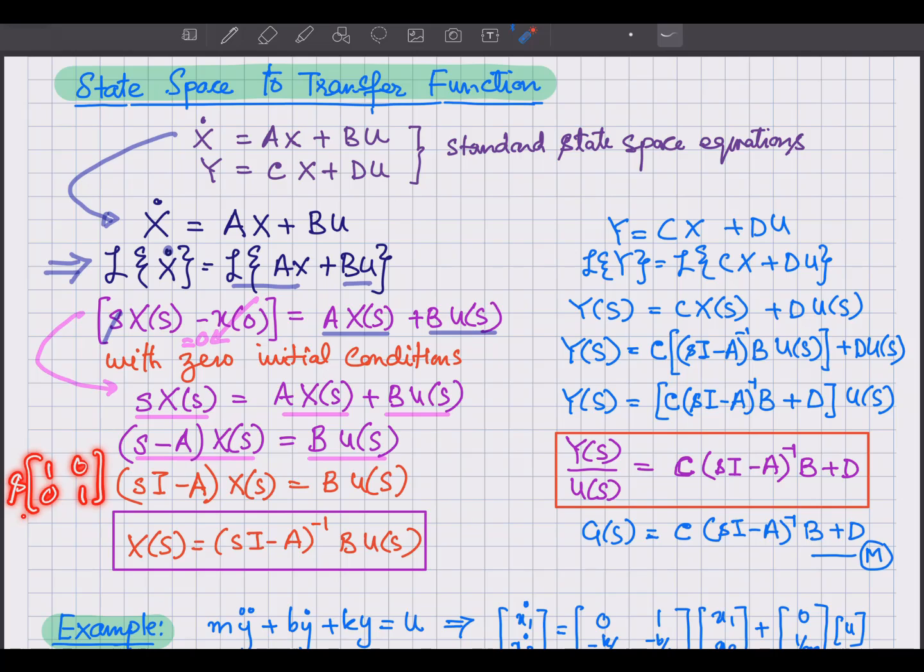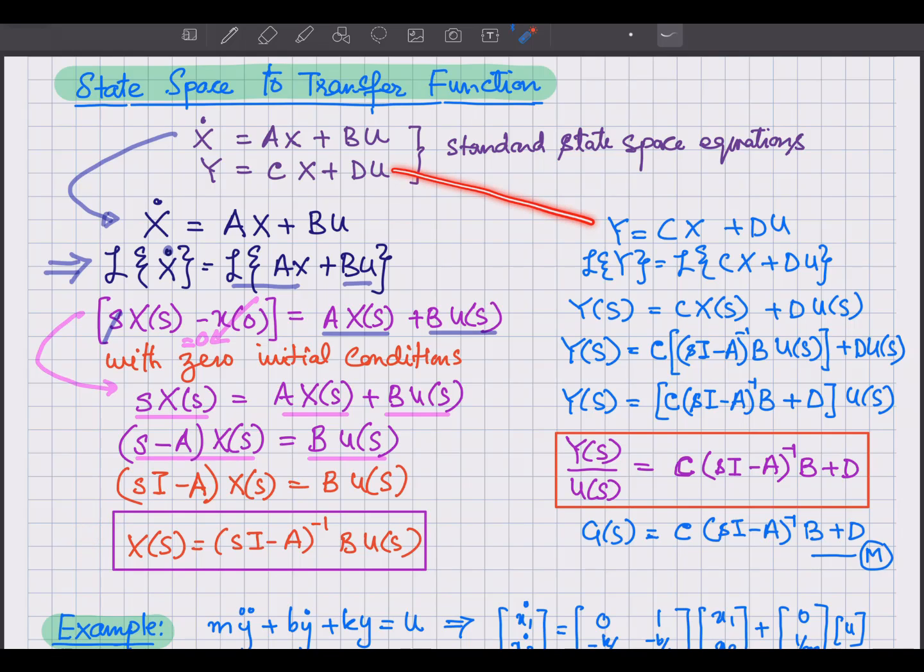So why am I adding I over here? So that I can perform the matrix operation, because this A is the square matrix from the state space equation. So that's why I'm going to write it like that: sI minus A. So sI minus A into X(s) should be equal to B into U(s). Now taking X(s) over here, this term will go to the other side with the inverse. So (sI minus A) inverse into B into U(s) will give me X(s).